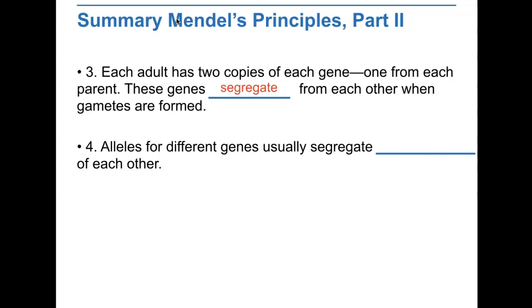In most sexually reproducing organisms, each adult has two copies of each gene, one from each parent. These genes segregate from each other when gametes are formed. Alleles from different genes usually segregate independently from each other.